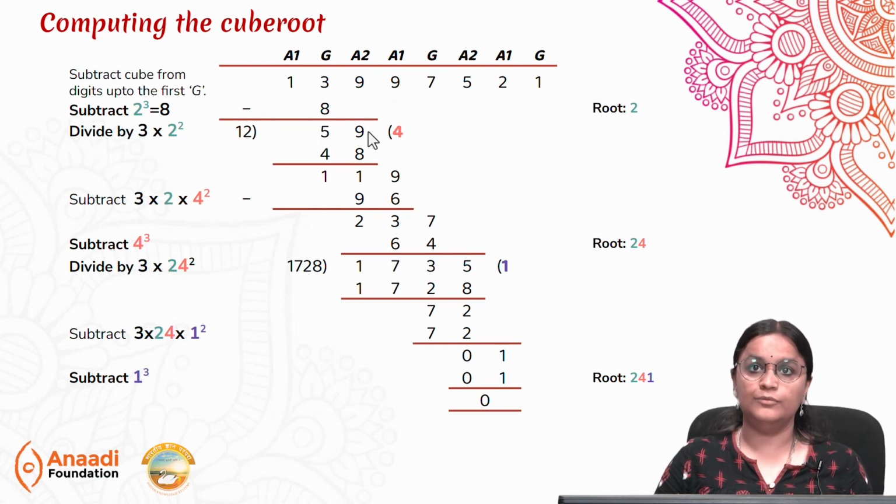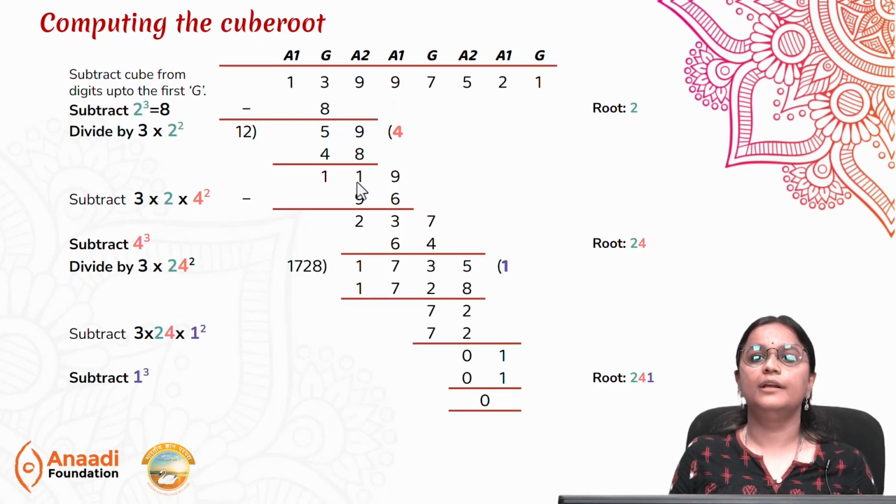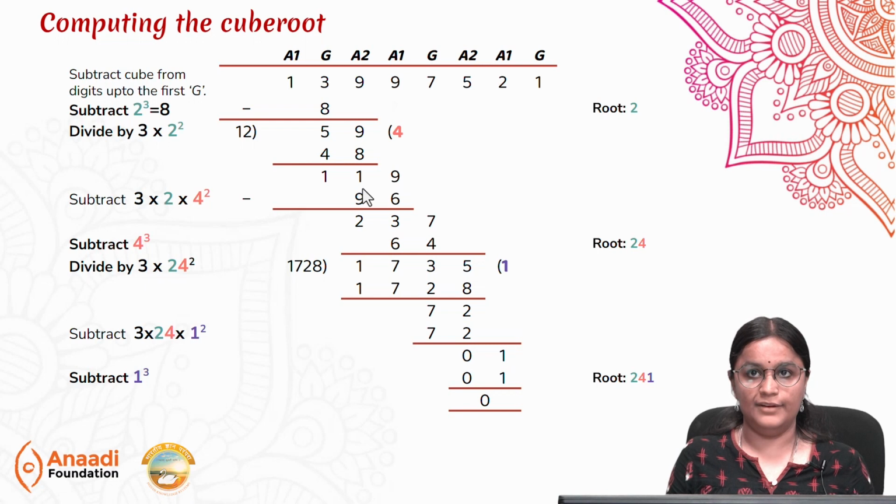We bring 9 down from the Dvitiya Aghanasthana and divide it. Since it is coming from a Dvitiya or an A2 place, we divide it by thrice the root squared we have so far. Since the root we have so far is 2, we divide it by 3 into 2 squared, which is 12, giving us a quotient of 4. So, 12 into 4, 48. So, our remainder is 11.